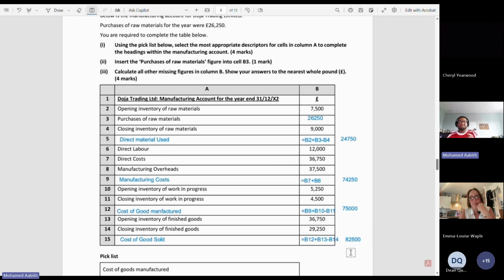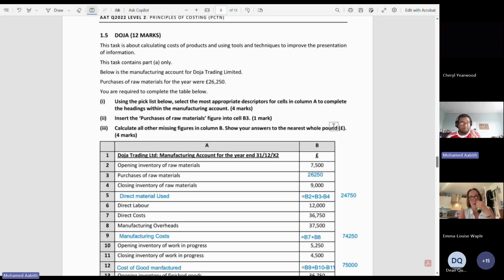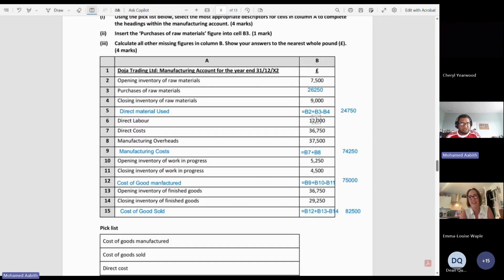82,500. Now, can you see here, whenever we get this question, they always ask you to work out the missing numbers. 4 marks for these headings, and 1 mark for inserting the number, which is very easy. People will miss that out because they simply didn't read this part of the question. You sometimes have to work on the reverse side of it. You have to find the direct material used, and then work your way through. In Level 2, please remember, they're not going to give you that sort of complicated question.